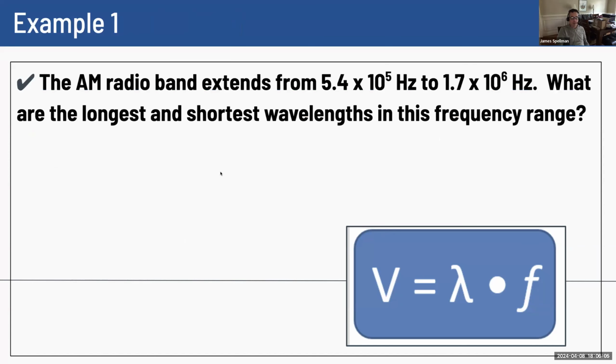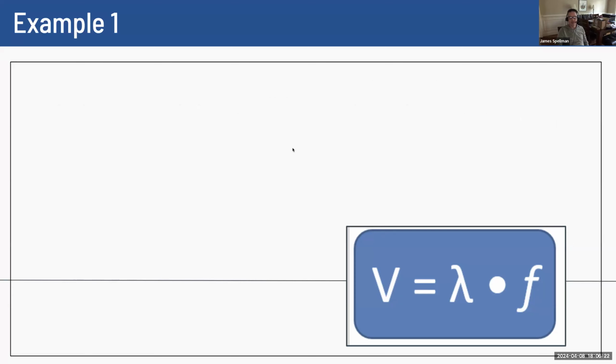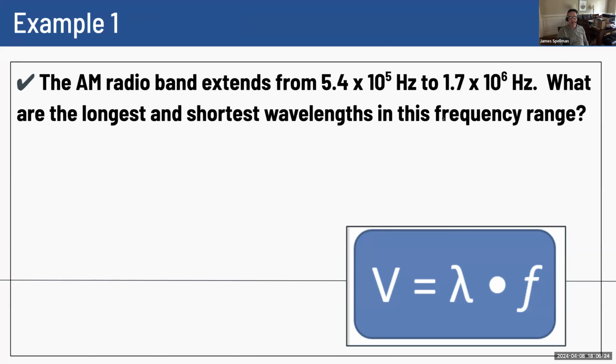We're going to work through 3 examples. I would encourage you to write these out, at least be able to solve them, or at least know how to solve them. Because again, you're going to have some that you're going to need to do on your own here in a moment. So the first one says the AM radio band, if you still ever actually listened to the radio, it goes from 5.4 times 10 to the 5th hertz to 1.7 times 10 to the 6 hertz.